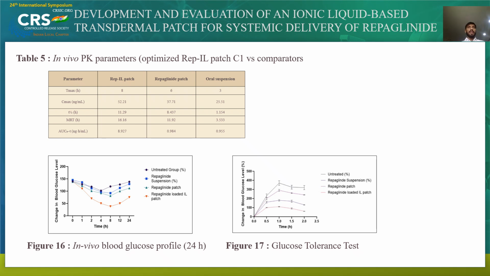And figure 16, in vivo blood glucose profile over 24 hours. The repaglinide ionic liquid patch produced the most sustained hypoglycemic effect over 24 hours. And figure 17, the glucose tolerance test, GTT, shows the ionic liquid batch group with the lowest percent glucose change at each time point compared with the oral and patch groups.